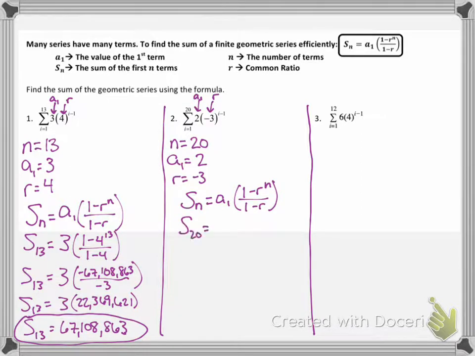So plug in the 20 for n, the 2 for a sub 1. Notice the ratio is negative. Put that in parentheses, because if you don't, my gut tells me you're going to mess up how you punch this in the calculator with the exponent and get an answer that is very, very wrong. So you notice here, because I'm substituting in a negative, I'm putting parentheses around it. You should too, and then you won't make goofy mistakes when you ultimately go straight to the calculator.